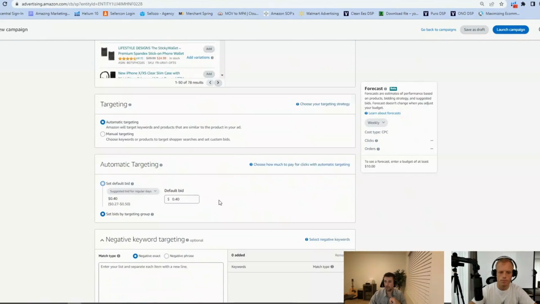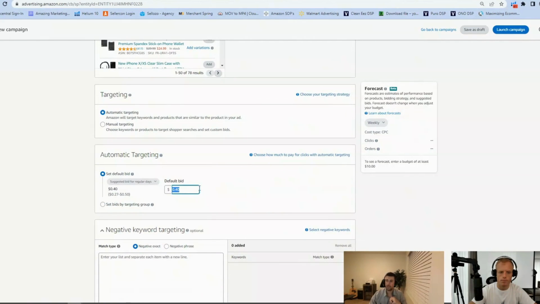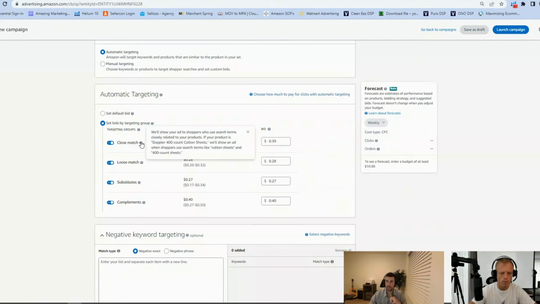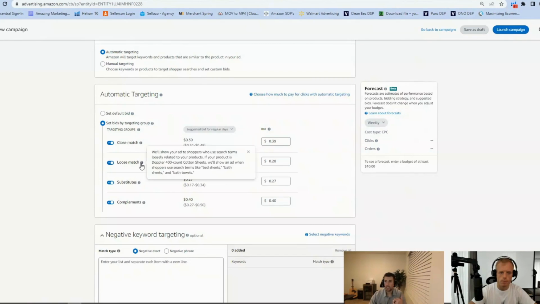You can just set a default bid and change that however you want, or you can set the bids by targeting group. There are four different types. Close match is going to be very, very similar to your products. Loose match is going to be a little bit of a broad term, and it gives examples here. Bed sheets, bath sheets, and bath towels are all different from cotton sheets, but they're similar enough that they're a loose term.